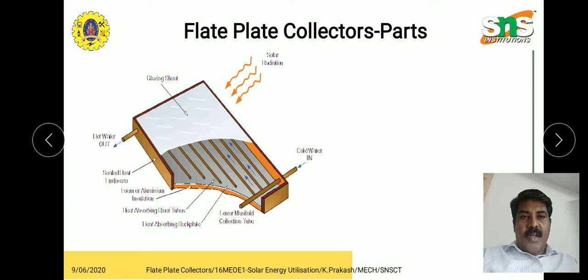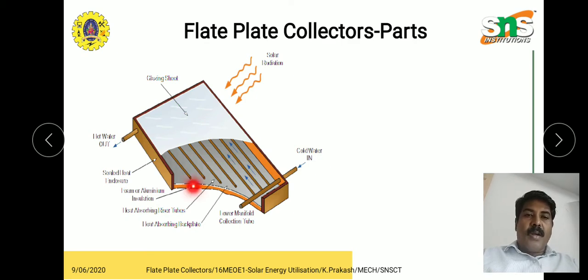This is a 3D view where, see here, there are many copper tubes available in which the water is passing. The cold water gets inside and passes here. So what happens is, when the solar radiation is falling through this glazing shield, this cold water is getting heated. So due to the density difference, this cold water becomes hot water and moves upwards. So it moves upwards and comes outside as hot water.